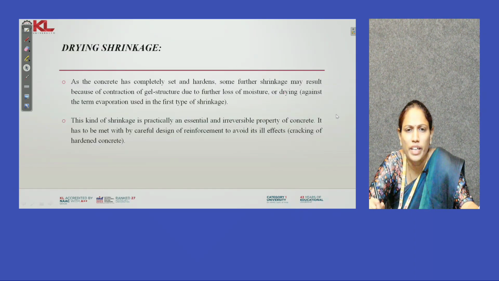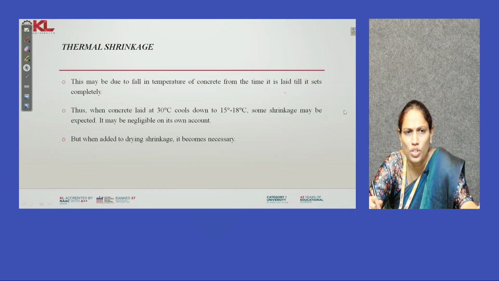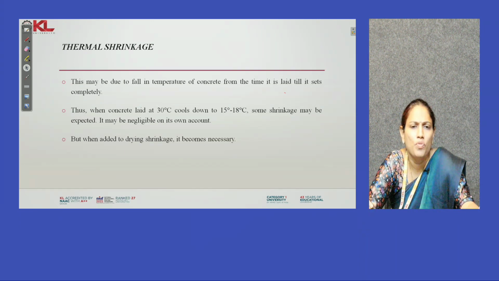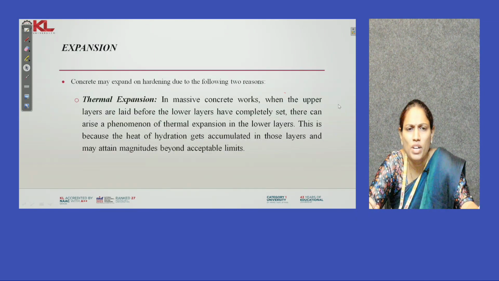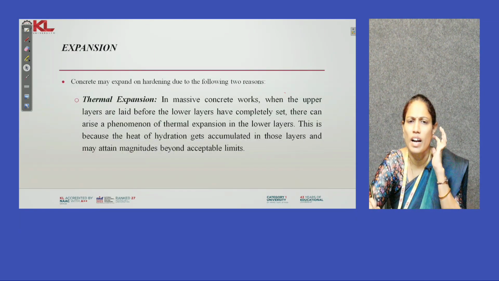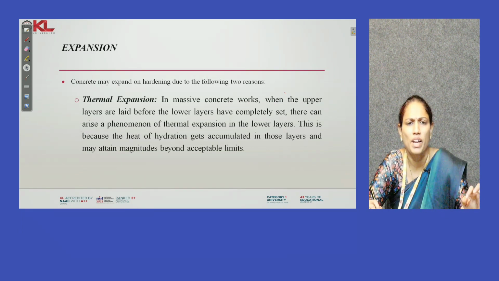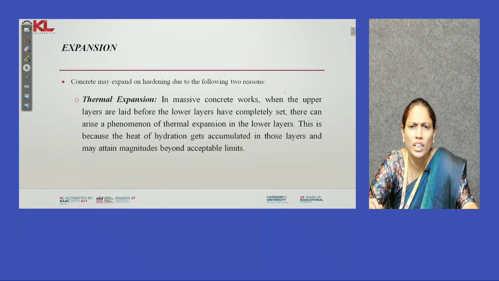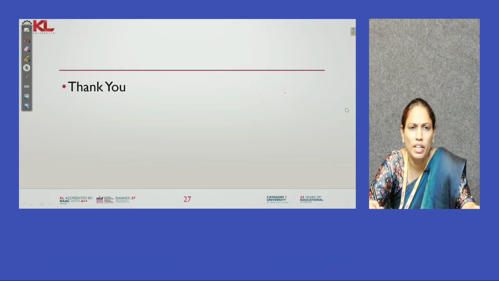Drying shrinkage means that after the concrete has completely set and hardened, some further shrinkage may result on drying. So after drying also certain shrinkage happens, which we call drying shrinkage. Thermal shrinkage is based on the temperature, when the concrete contracts or expands with the temperature. That type of shrinkage we call thermal shrinkage. So expansion: concrete may expand after hardening due to two types, thermal expansion and expansion when the upper layer is laid before the lower layers are completely set, which we call thermal expansion.